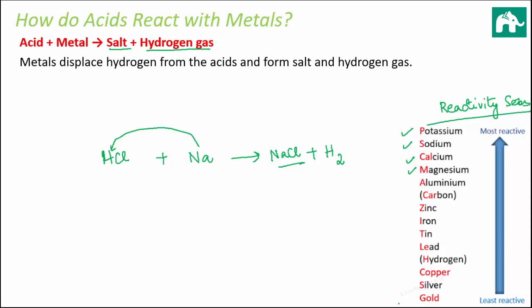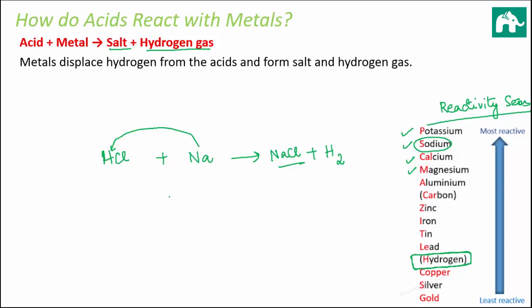So if a metal is more reactive than hydrogen, where is hydrogen in this series? This is where hydrogen is placed. Any metal which is more reactive than hydrogen will be able to displace hydrogen and take its position. But any metal which is less reactive than hydrogen will not be able to do that. Here, if you see sodium, where is it? It is here. So sodium is more reactive than hydrogen. Anything above hydrogen is more reactive than hydrogen.